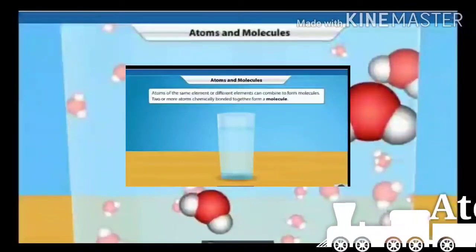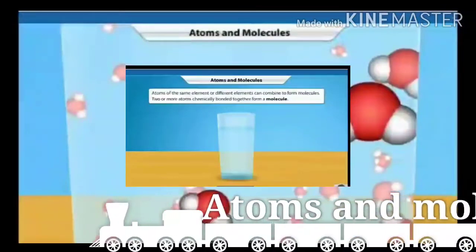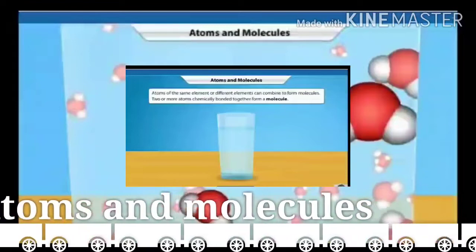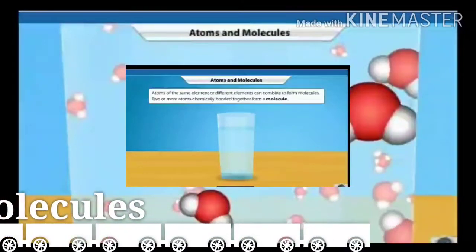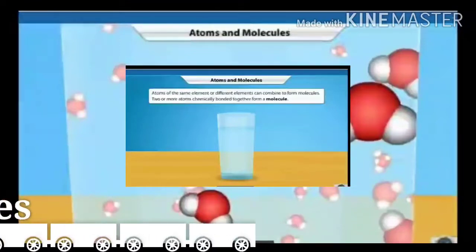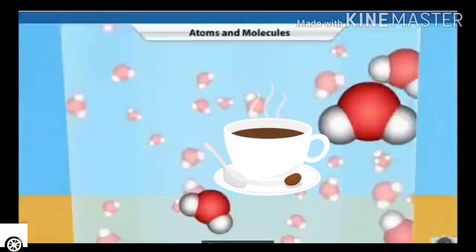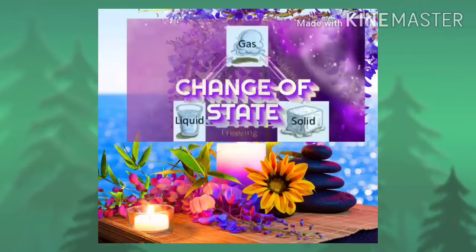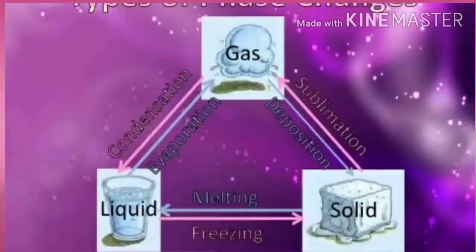Atoms of the same element or different elements combine to form molecules, and two or more atoms chemically combine to form molecules. So atoms join to form molecules. Molecules in turn make up the three states of matter: solids, liquids and gases. So here we have seen atoms and molecules. Let's now learn about change of state, how matter can be transformed from one state to another.